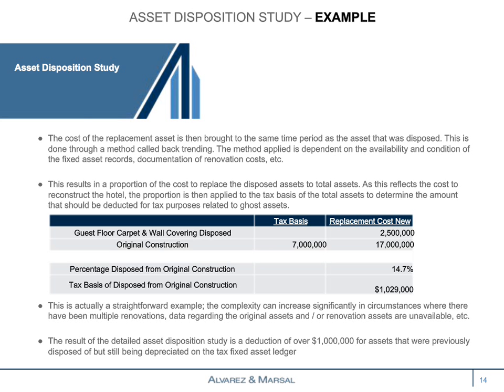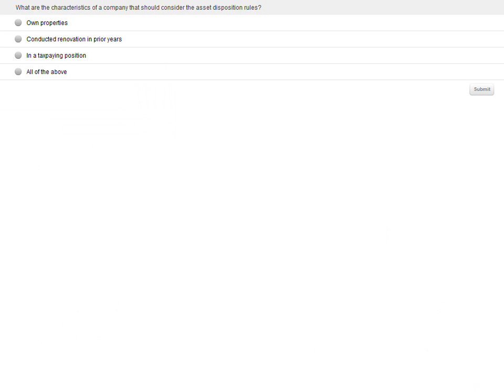Now the slide here has a fairly straightforward example. You've got your $17 million of replacement cost for the original construction, $2.5 million for the disposals, and in this case, this was our hotel example with carpets and wall covering. The proportion is 14.7, and you take that proportion against the basis of the original construction, and now we have our deduction amount. So as we're coming close to the end of our time, I'm gonna pass it off to Mark here.